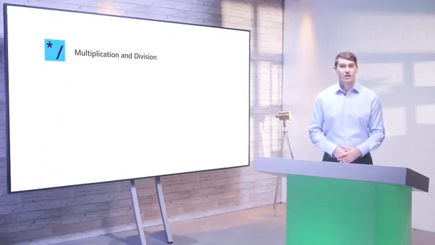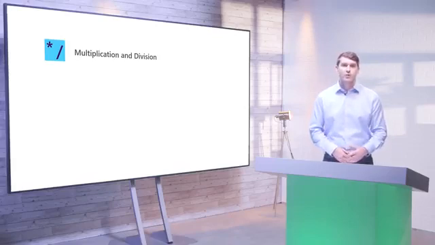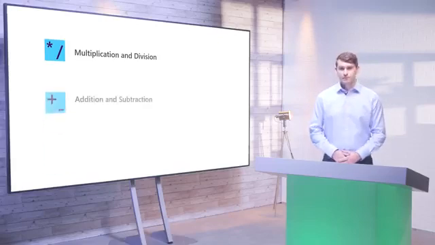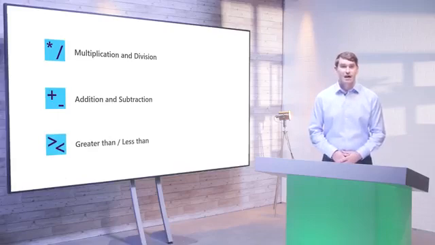Multiplication and division have higher priority than any other mathematical operator. But it's important to understand that they have equal priority to each other. For example, in the formula B1 multiplied by C5 divided by D10, Excel simply works from left to right. Addition and subtraction are next in overall priority, but again have equal precedence calculated from left to right. Greater than and less than have equal precedence calculated from left to right, but lowest priority overall.